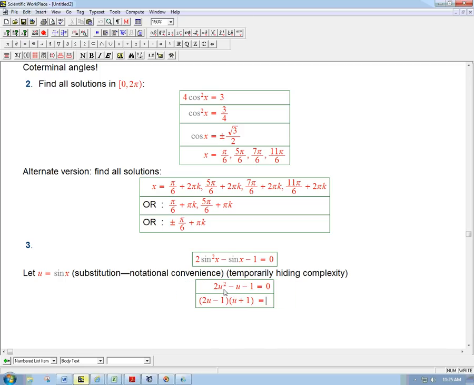Let's try this. Does that work? You get 2u squared, yeah. You get a minus 1, that works. And then you get a minus u plus 2u. Oh, that doesn't work. So we're going to have to switch it.